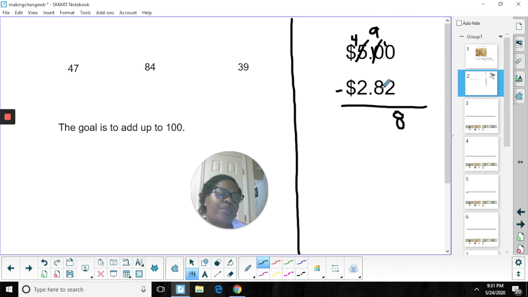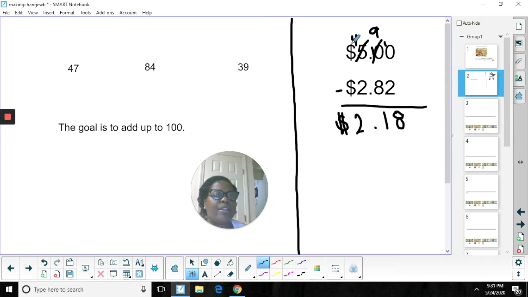9 minus 8 is going to be what? 1. Put our decimal point. Now 4 take away 2 is going to be what? 2. So the change he's going to get back is going to be $2.18.